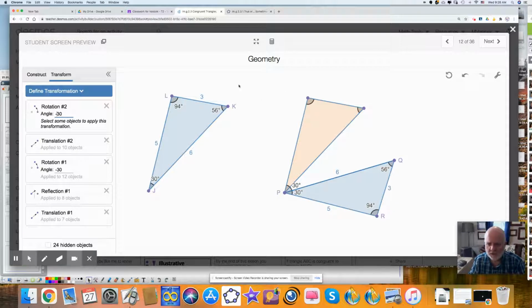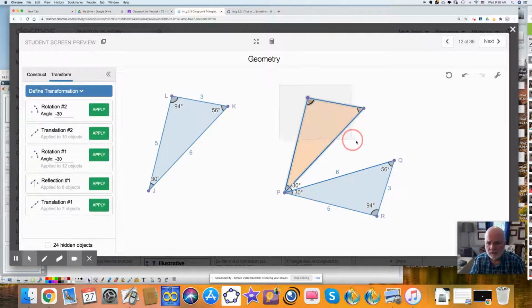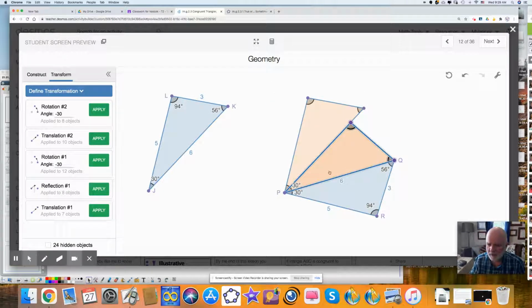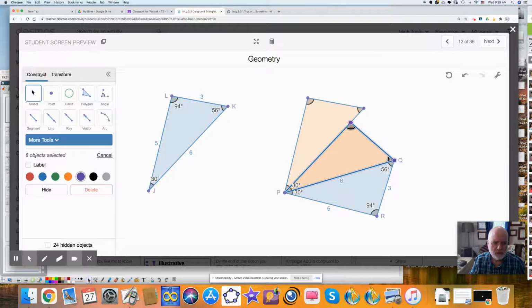What is it I'm going to rotate? I'm going to rotate this figure. When we apply it, it ends up here, and I'll change the color on this again so that you can see it.